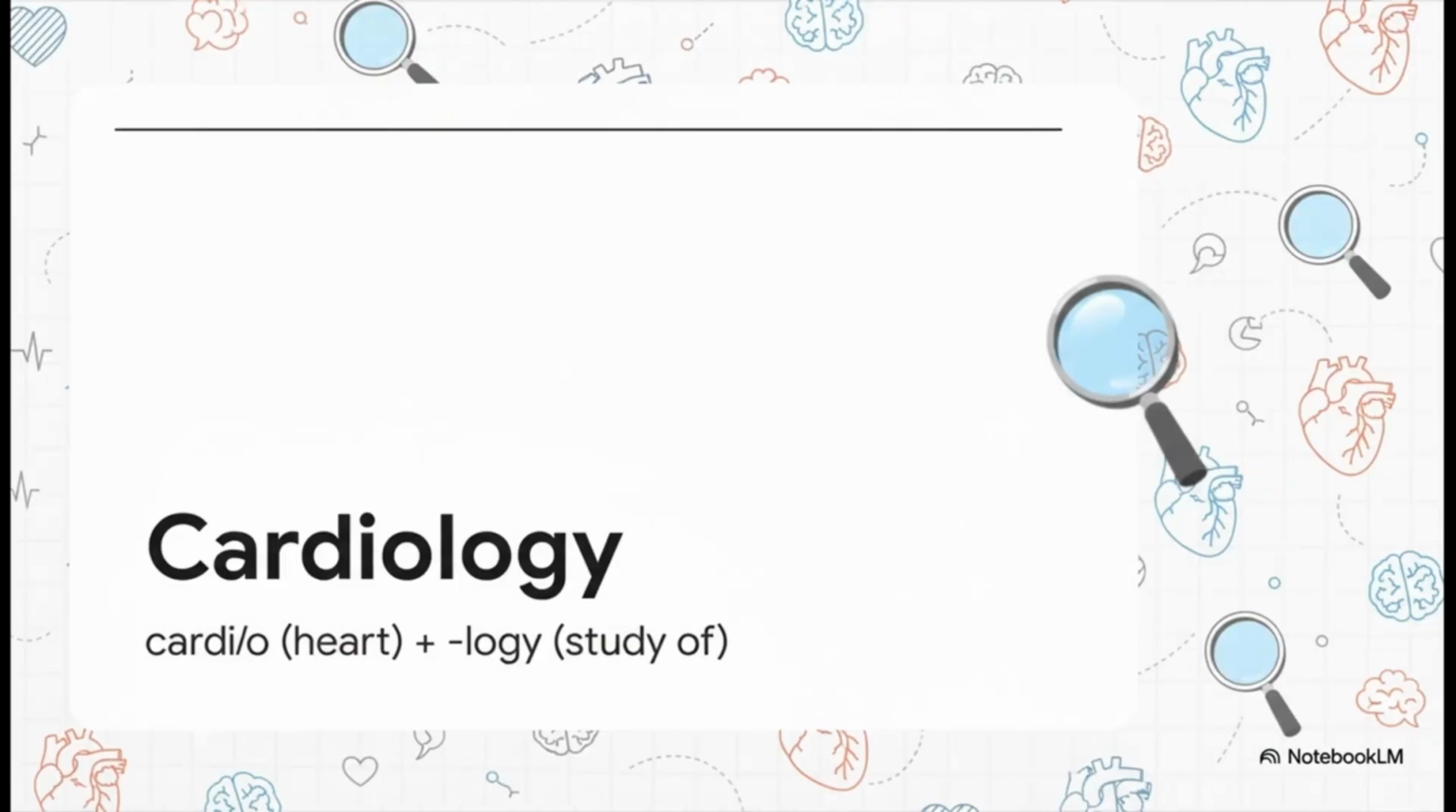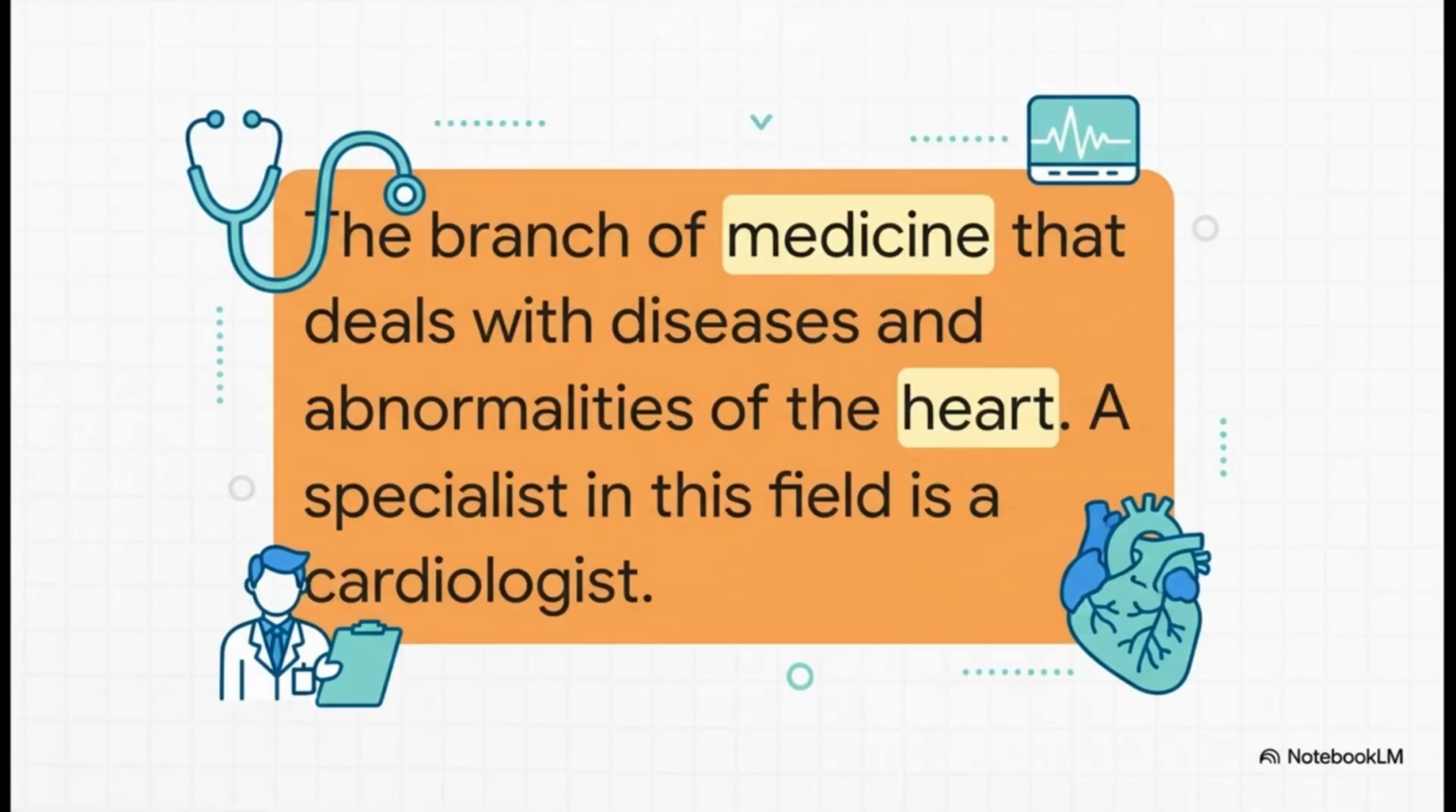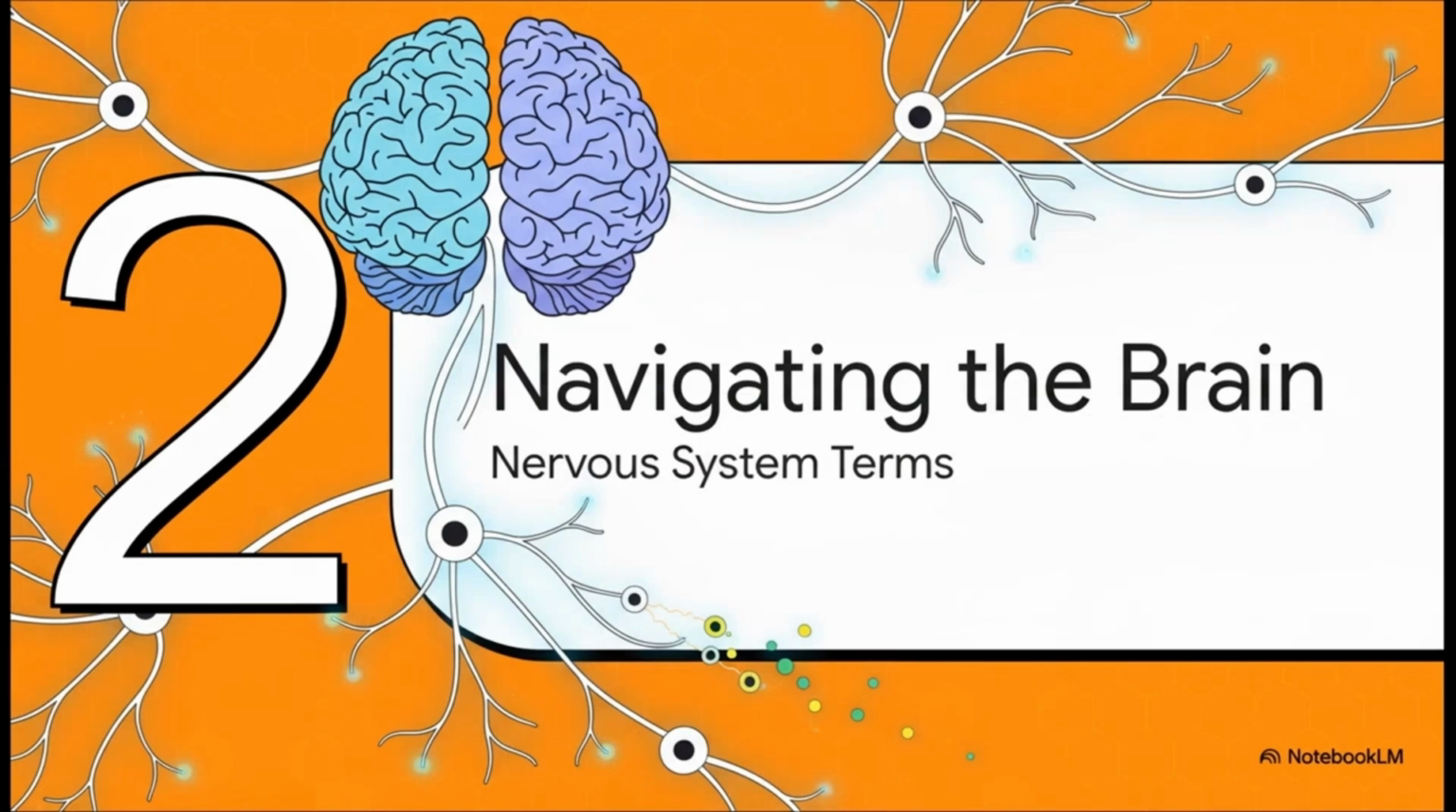Okay, let's build on that. Our next term is cardiology. And look, there's that familiar root again, cardi slash o for heart. But this time it's paired up with the suffix "ology." And if you remember, that means the study of. And just like that, you see how we go from a general descriptor to a whole field of medical study. Cardiology is that specialty, right? It's where a cardiologist diagnoses and treats heart conditions, using everything from the simple stethoscope all the way to those complex EKG readings.